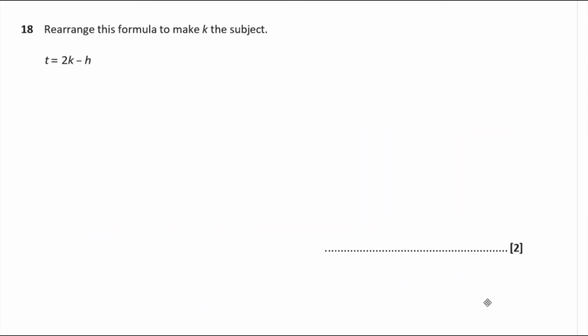Question 18, rearrange this formula to make K the subject. Okay, so these rearrange pretty much the same way as you're going to solve an equation. You have to do the same thing to both sides until you get K by itself. At the moment I've got K times by 2 and then H subtracted from it. I'm going to add H to both sides. That's going to give me T plus H is equal to 2K. Then I'm going to divide both sides by 2. They're going to cancel, leaving me with K. K is equal to T plus H over 2. And that's my answer then. K is equal to T plus H over 2.